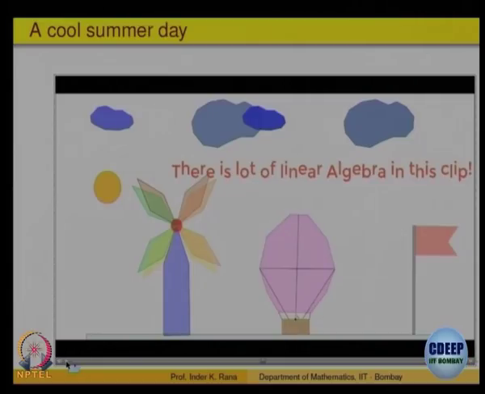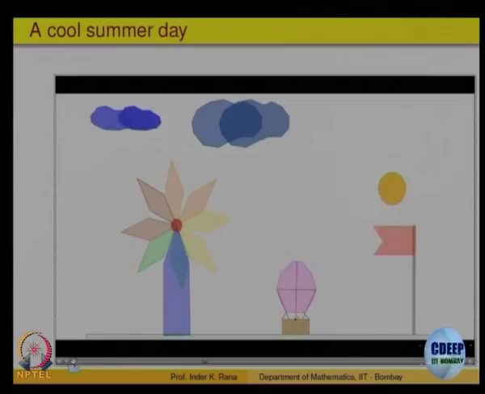So, what are the kind of movements that you saw in this clip? These clouds were moving, these wings of the windmill, they were moving, the sun was moving, and this balloon was changing, and this flag was changing. Let us see it once again, some part of it, and observe the various movements.